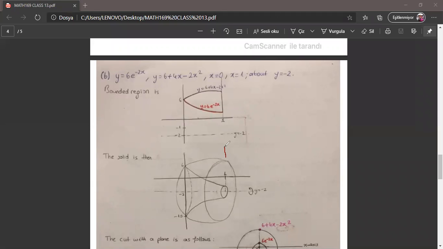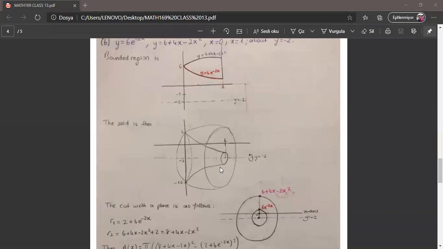I tried to do the same object. So if you rotate it, you will get some circle there. Not there, but here. You will have some circle around it, right? So the solid will look like this.